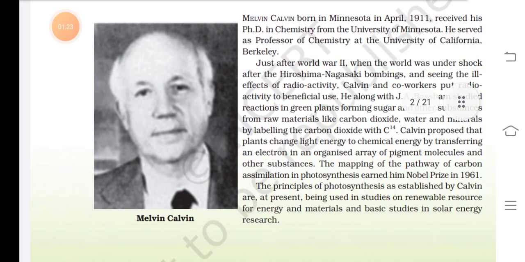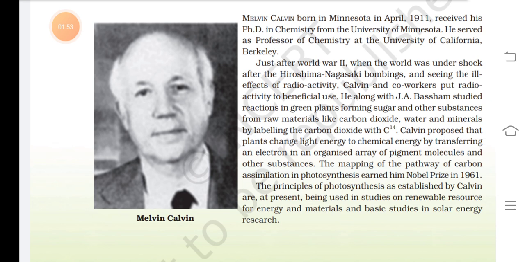Scientist Melvin Calvin, born in Minnesota in April 1911, received his PhD in chemistry from the University of Minnesota. He served as professor of chemistry at the University of California, Berkeley, just after World War II, when the world was under shock after the Hiroshima-Nagasaki bombing and seeing the ill effects of radioactivity. Calvin and co-workers put radioactivity to beneficial use.